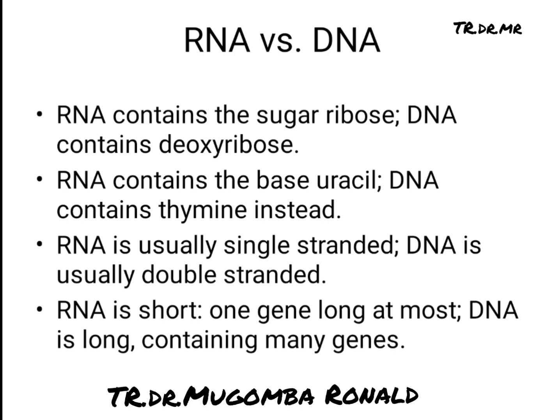Now, we went ahead and looked at the differences between DNA and RNA. RNA has ribose sugar, DNA has deoxyribose sugar. We looked at the bases, where RNA is usually made up of uracil, yet DNA is made up of thymine. Usually RNA is made up of a single strand, DNA is usually made up of a double strand. We said that RNA is usually short, but DNA is usually very long.